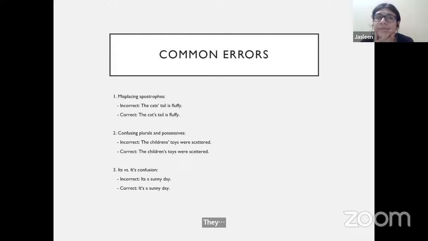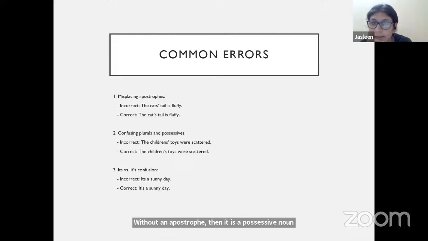Now here, there is a plot twist. Okay, now remember this. Whenever you have it apostrophe s, it is not a possessive noun. What will it become? The abbreviation of it is. And if you have its without an apostrophe, then it is a possessive noun. Here it goes the other way, just for this word.